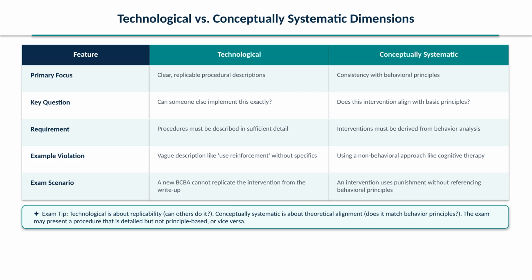In contrast, conceptually systematic means the intervention must be grounded in and consistent with the principles of behavior analysis. The question becomes, does this align with basic behavioral principles? A violation would be using cognitive therapy or punishment without referencing behavioral rationale. On the exam, watch for interventions that lack behavioral justification. Those fail the conceptually systematic dimension. Both are essential for ethical, effective practice.